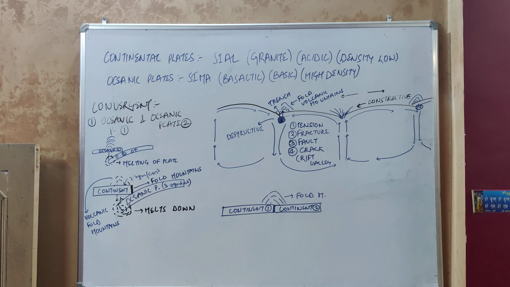What is the most crux part of it is that continental plates are acidic in nature, whereas oceanic plate is basic in nature, that is basaltic. That is why they have high density, and continental plates have low density, right? So one more thing you have to know, that continental plates are of granite in nature, right? They are made of granite. That is why they are acidic, of course.